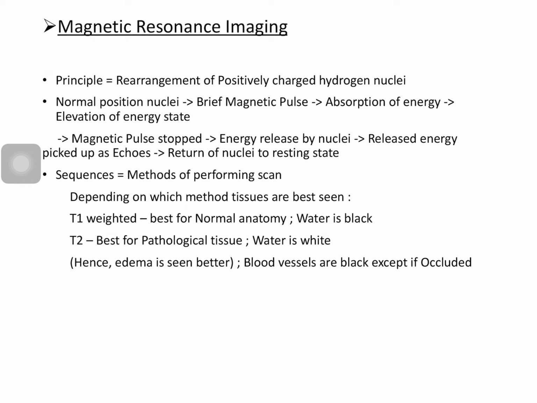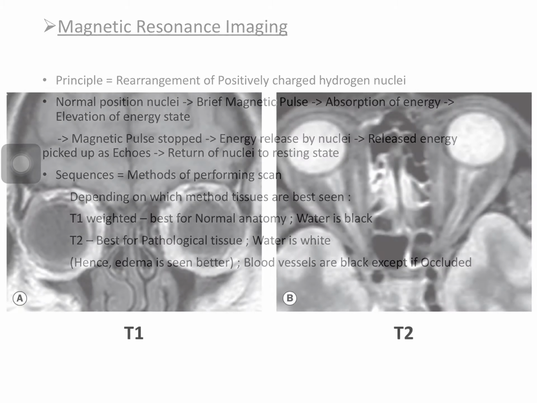And T2 is best for pathological tissue because edematous tissue is a swollen tissue. It has a lot of fluid in it because of the inflammation. And since water appears white, edematous tissue can very easily be picked up on T2 weighted imaging. That is why it is best for pathological tissue. Blood vessels themselves are seen as black on T2 imaging. However, if they are occluded, they will start appearing to be white.